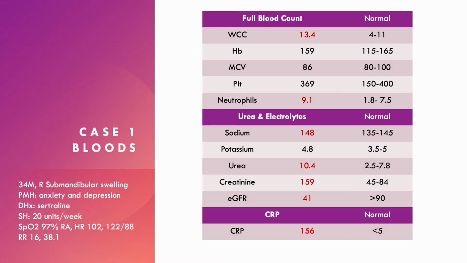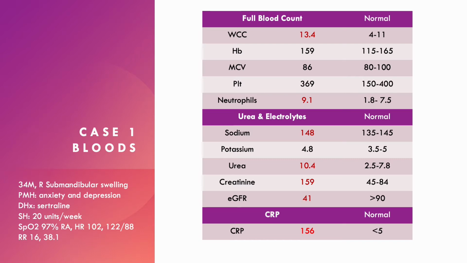So we have a little look at the patient's bloods. Starting off at the full blood count, we can see the patient's got a raised white cell count at 13.4 and raised neutrophils at 9.1. The hemoglobin, the MCV and the platelets are all normal. Looking at this along with the raised CRP, it gives an infective picture which is in keeping with the patient's presentation of a submandibular abscess.